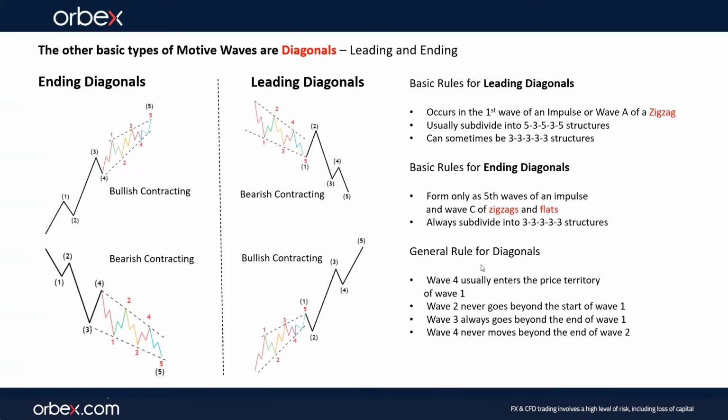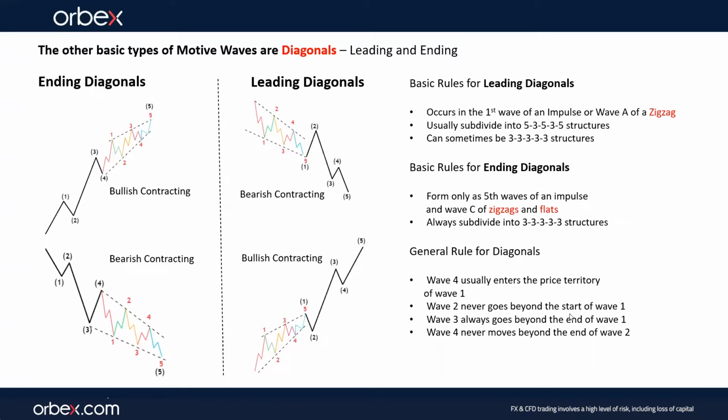So general rules for diagonals. So wave 4 usually enters the price territory of wave 1. So this is quite a common thing. So as you can see here, try and make it as easy as possible. So wave 4 here, as you can see, it's in the territory of wave 1. And same here for the bullish contracting, and same here for bearish contracting. So wave 4 is usually entering the territory of wave 1.